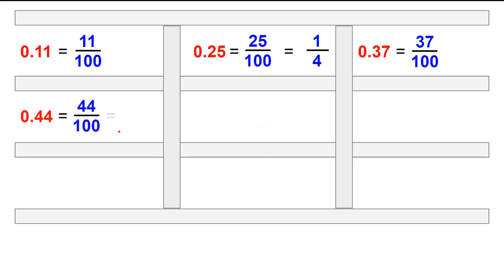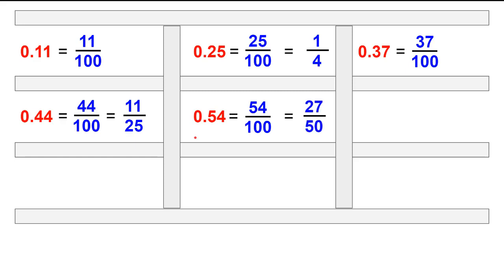0.44 equals 44 over 100, and if we divide them both by 4, you get 11 over 25. This is the simplified fraction of 0.44. 0.54 is 54 over 100. If we divide them both by 2, we get 27 over 50. This is the simplified fraction of 0.54. 0.65 is 65 over 100. If we divide them both by 5, we get 13 over 20.